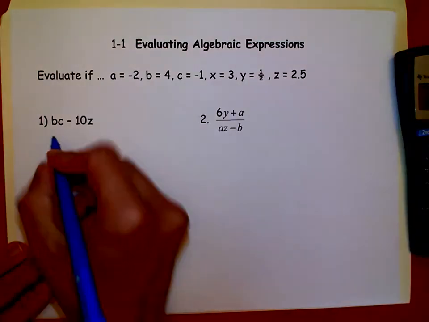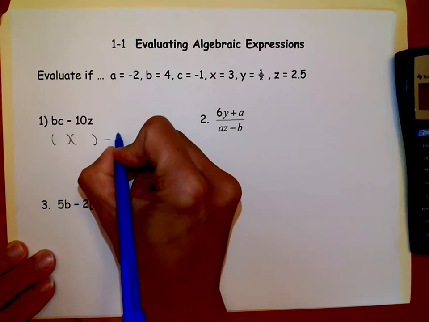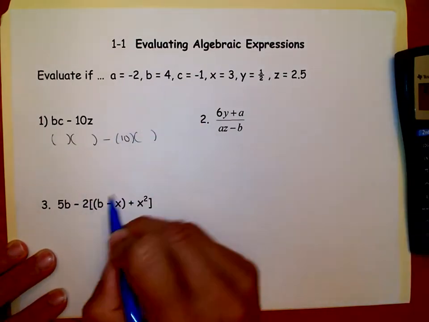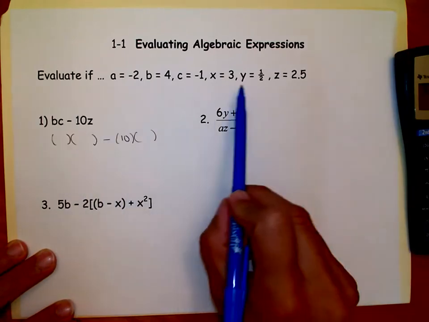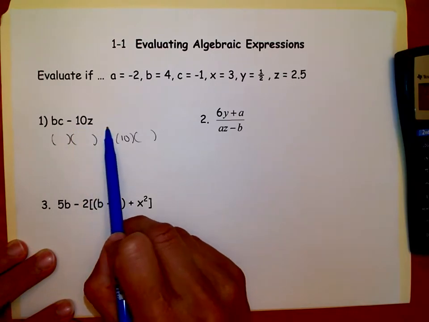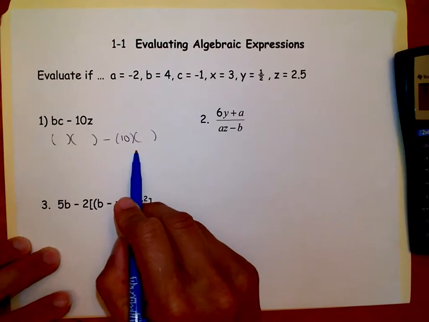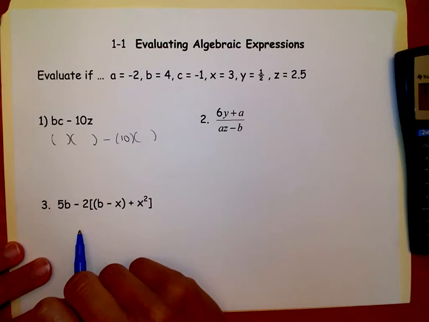So what I like to do is put parentheses down. I have a B times a C, and then I have a 10 times a Z. Now, sometimes if you don't write down parentheses, let's look what Z is, 2.5. You might think it's 102.5 if you just write 10 and then the 2.5. So the parentheses are really important. I've seen a lot of kids make that mistake. So be careful with that. If there's multiplication, put your parentheses down.